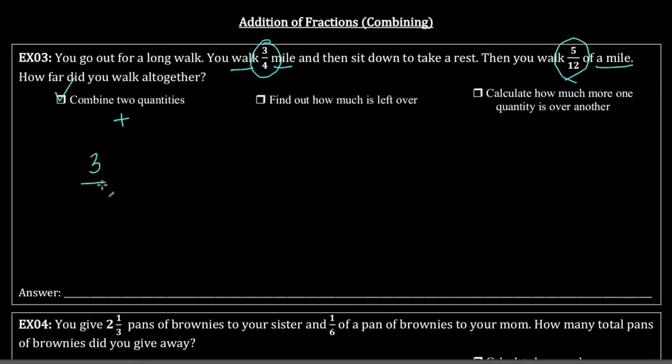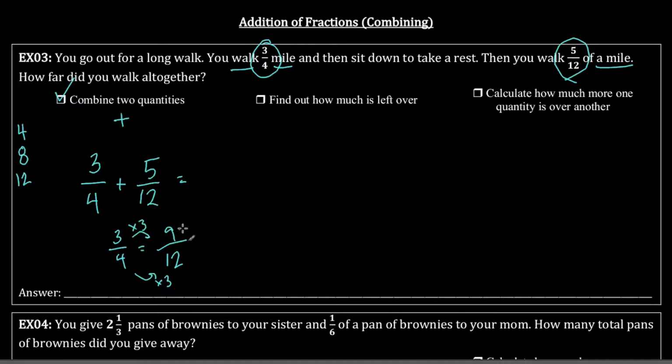So 3/4 plus 5/12. In order to add, we need a common denominator. So I'm going to change the 4 to 12 because 4 goes into 12. Remember, if you don't know how to find the common denominator, you can just start counting, and then we can see that the 12s match up. So 3/4 is how many twelfths? We've done this part before. So 9/12. We didn't have to change this one because it was already twelfths.